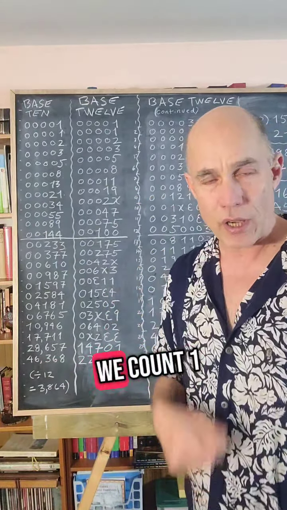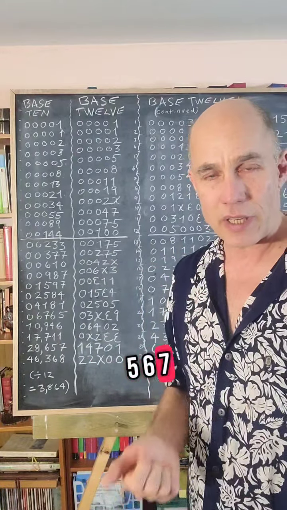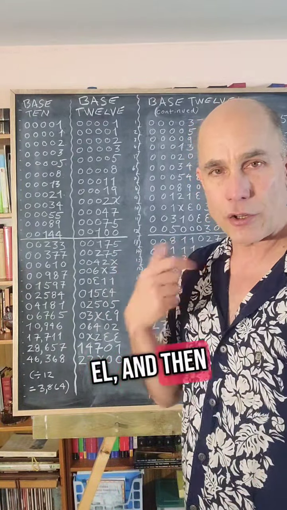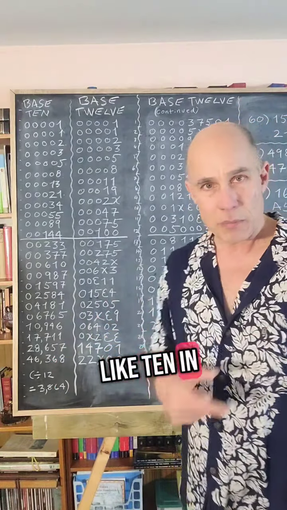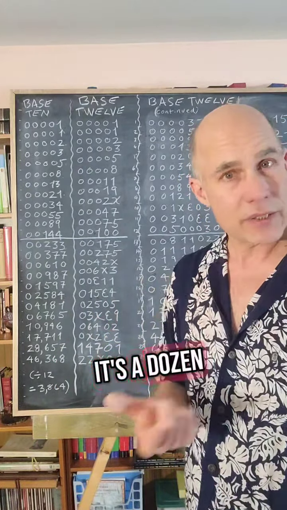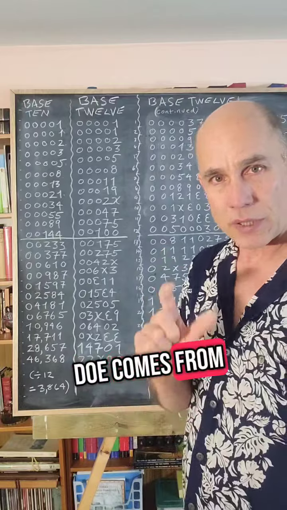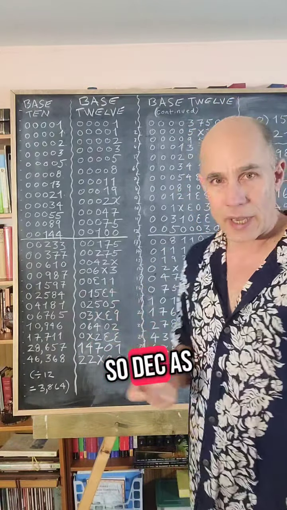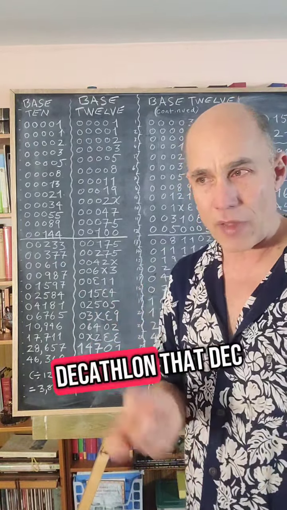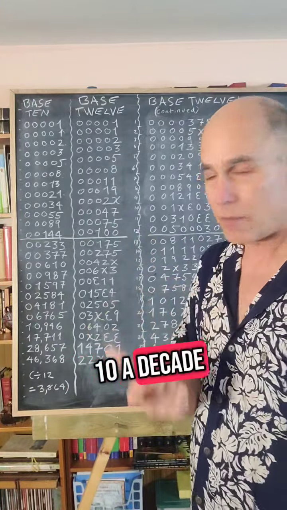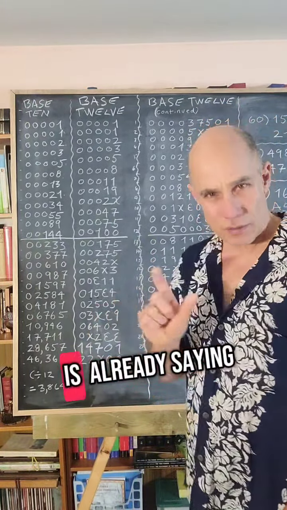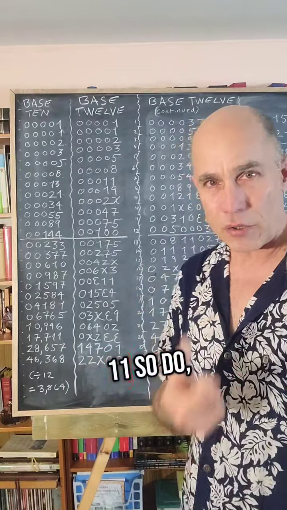So in base 12, we count 1, 2, 3, 4, 5, 6, 7, 8, 9, dec, L, and then do. So when you see a number that looks like 10 in base 12, it's a dozen. So that's where "do" comes from, a dozen. So dec, as in a decade or a decathlon, that DEC, has a relationship to 10, a decade. And then L is for 11.